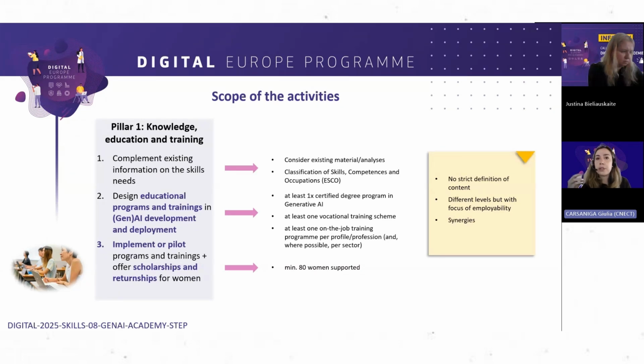We don't really impose specific definitions of content, but for the definition of GenAI, as an indication, please refer also to how this is defined in the AI Act. And in terms of levels, there will be different levels tackled according to the different types of content offered, but we need to keep in mind that we should have an employability angle and respond to the needs of the market. The call also stresses synergies, not only here, also in other pillars, but it's very important to ensure synergies with other existing projects. Some of them are also specifically mentioned in the call.